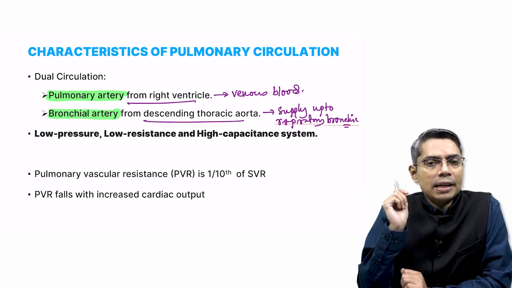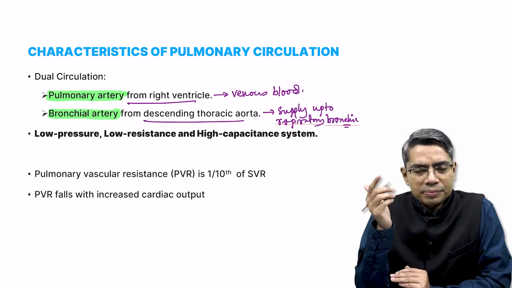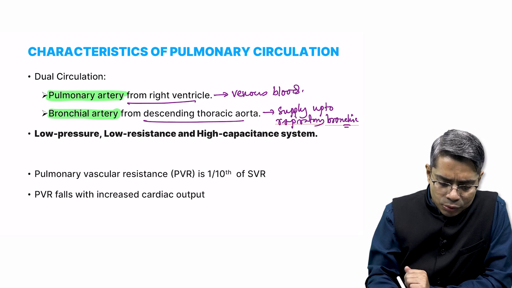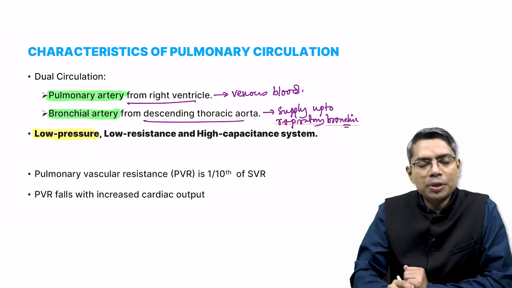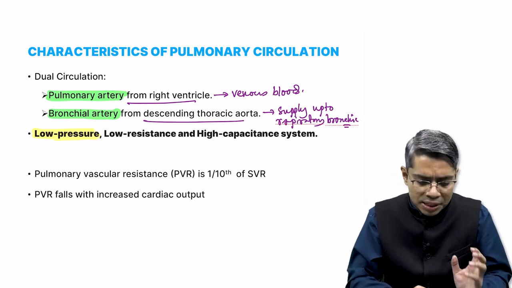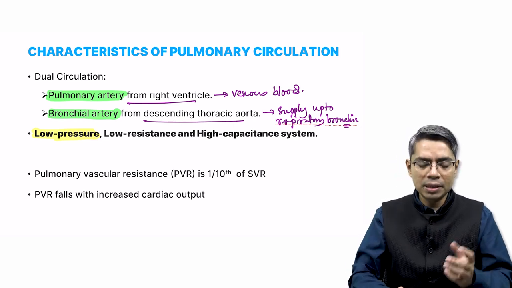Then the second thing is that lung blood flow has three important characteristics. What are the three important characteristics? It has low pressure. If you look at the pressure at the level of the pulmonary artery, it is very, very less in comparison to the systemic artery. So it is a low pressure zone in the lung.